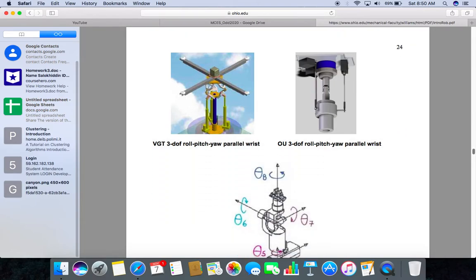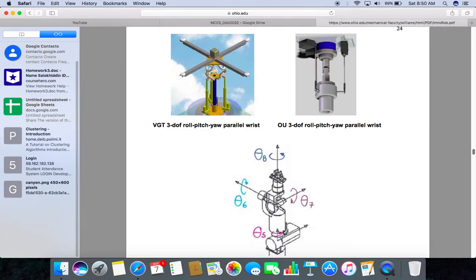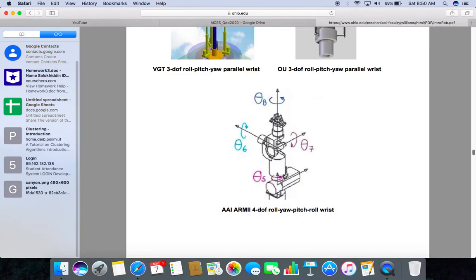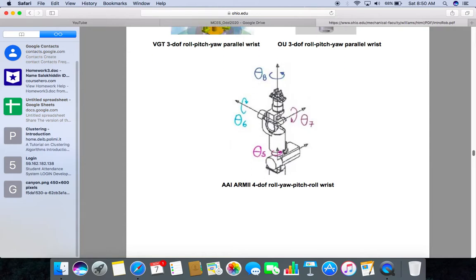VGT 3 DOF roll pitch yaw parallel wrist, OU 3 DOF roll pitch yaw parallel wrist, AAI arm 2 4 DOF roll yaw pitch roll wrist.